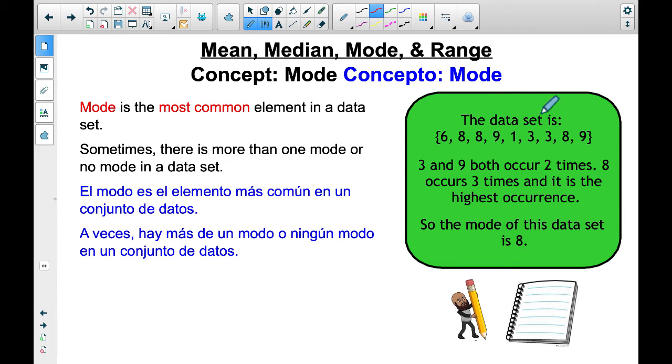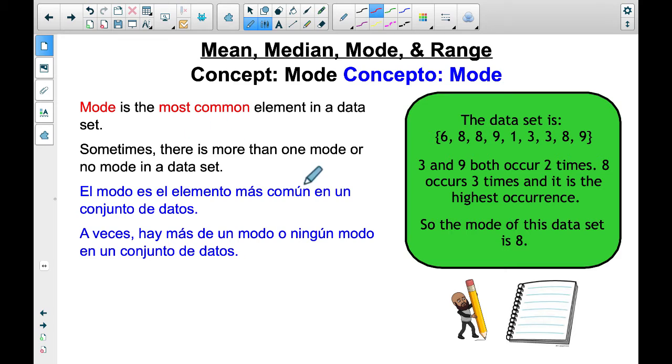And you'll understand that as we practice here. Now, over here in the green, I have this data set. And if I'm looking at mode, I want the number that occurs most often. So I see 9 occurring twice. 3 also occurs twice, but 8 occurs 3 times. So the mode of the data set is 8 because 8 occurs most often. 3 and 9 are not modes just because they appear more than once. They need to appear the most, and 8 appears the most.